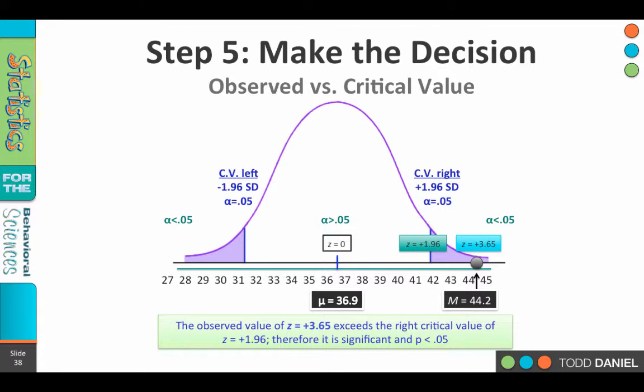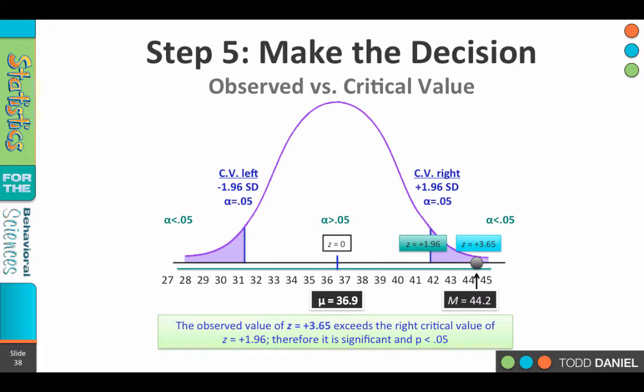So the observed value of z equals positive 3.65 exceeds the right critical value of z equals positive 1.96. That's the fence. Therefore, the difference is statistically significant at a p-value of 0.05. So the probability of getting a 44.2 if that sample is really part of a population with a mean of 36.9, less than 5% of the time would that outcome occur by chance. So the probability is less than 0.05.